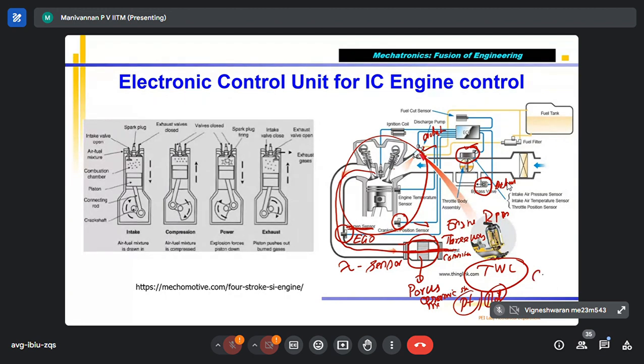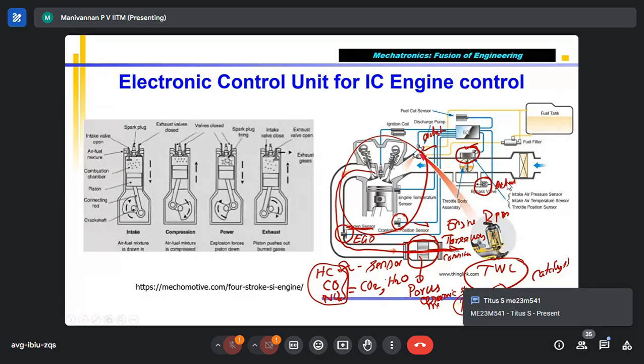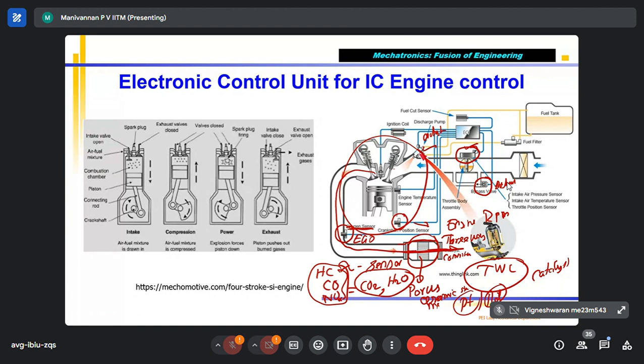They act as a catalyst which will convert HC, CO, NOx into CO2 and H2O. Because we know these are the toxic gases which should not come out of your tailpipe. This should be removed. So what the catalytic converter will do is convert these three gases into CO2 and H2O. Right? So that is the job of the three-way catalytic converter in the tailpipe.